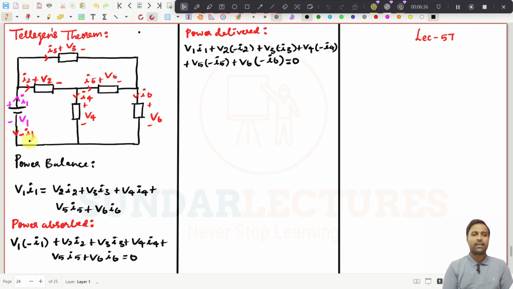That is the power delivered and power absorbed and power balance in an electric network, right? So you just keep this in mind. This is not Tellegen's theorem. Try to understand this is not Tellegen's theorem, and we are going to see what is Tellegen's theorem.